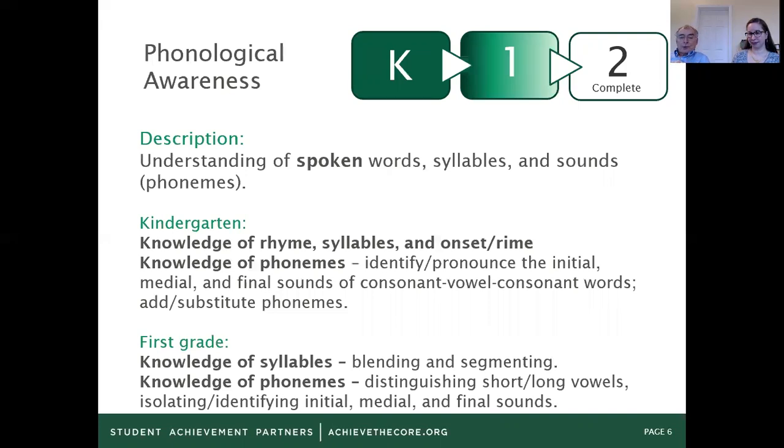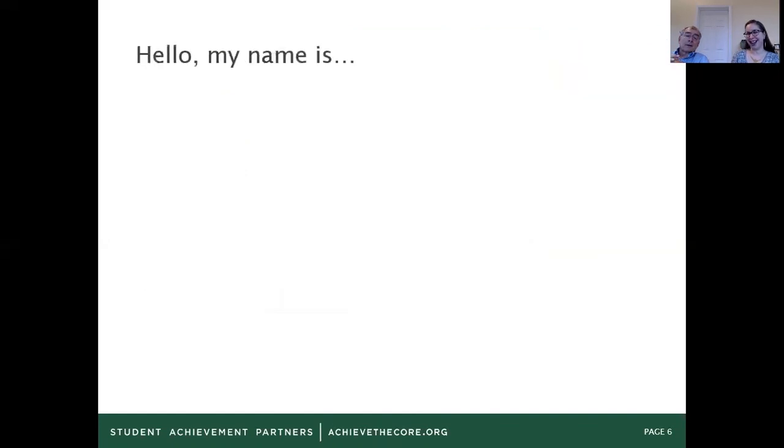phonological awareness has been shown to be the best predictor by far of early reading, a better predictor than income or even vocabulary or anything else. But early reading that we're talking about now, phonological awareness is the best predictor. So important, really important. Yep.